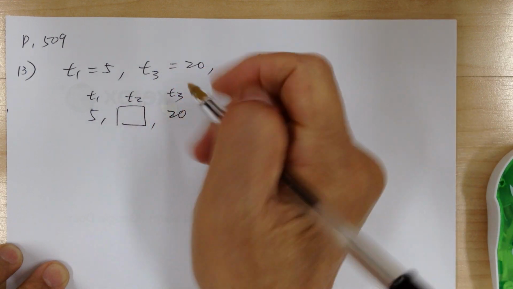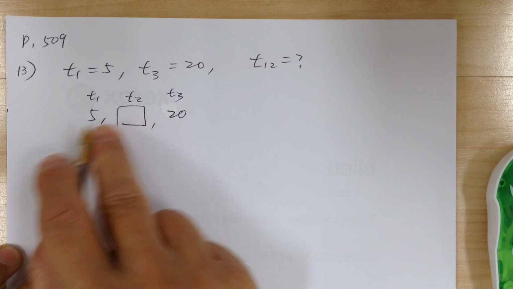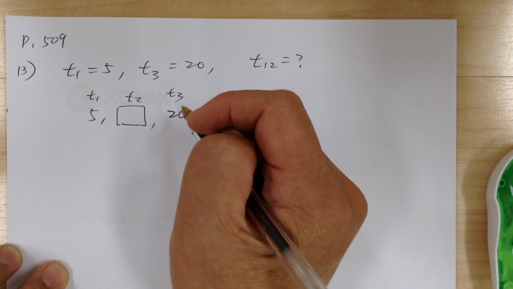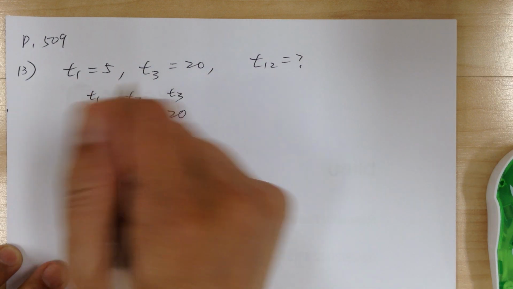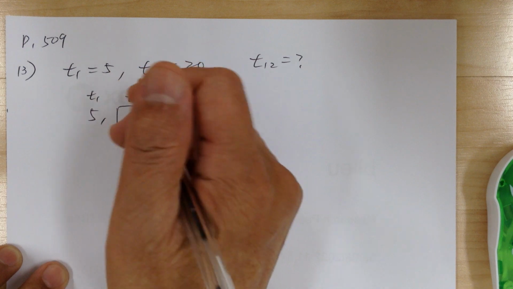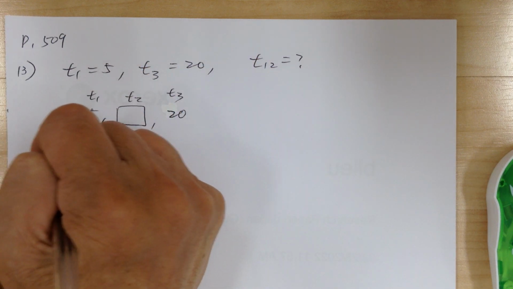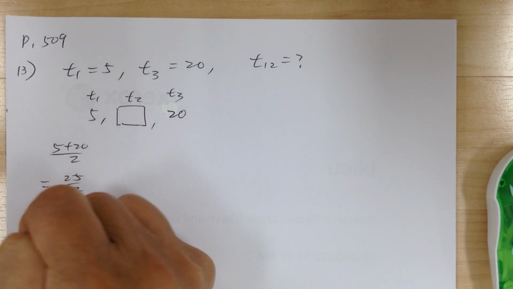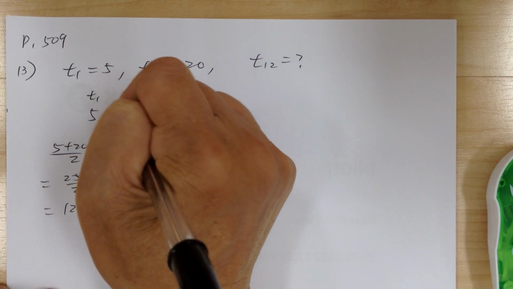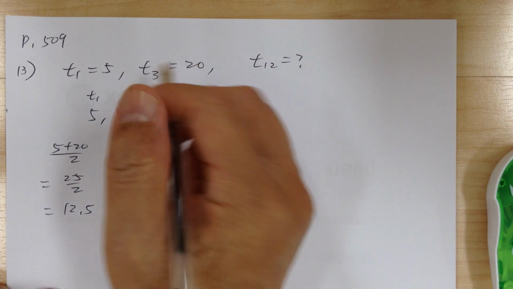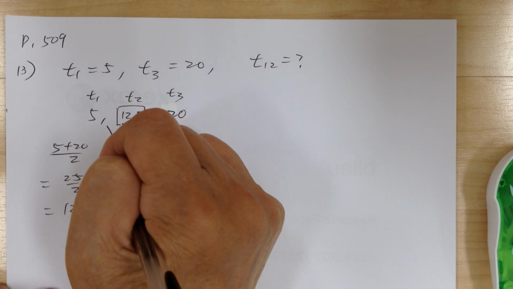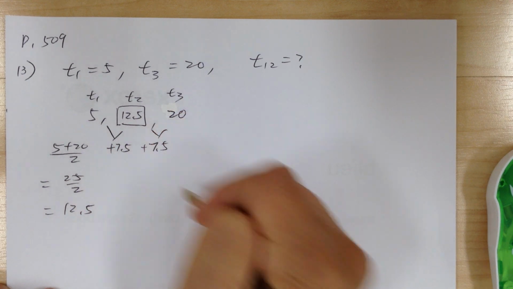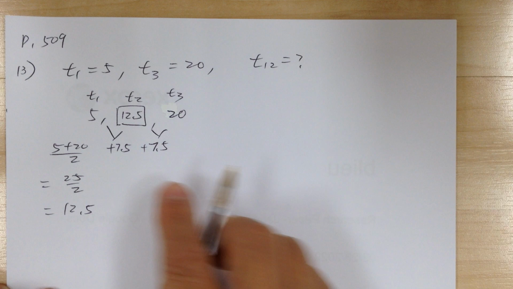So you can use a formula to find the T2, or you can just find the arithmetic mean, right? If you average the two, you got 5 plus 20 over 2 equal to 25 over 2 equal to 12.5. So this would be 12.5. That means your D equal to 7.5. They're the same, right? So that's your D. So it's kind of messy.